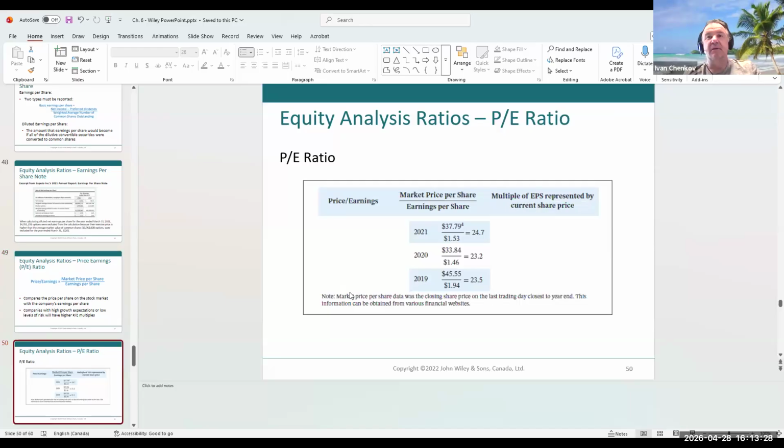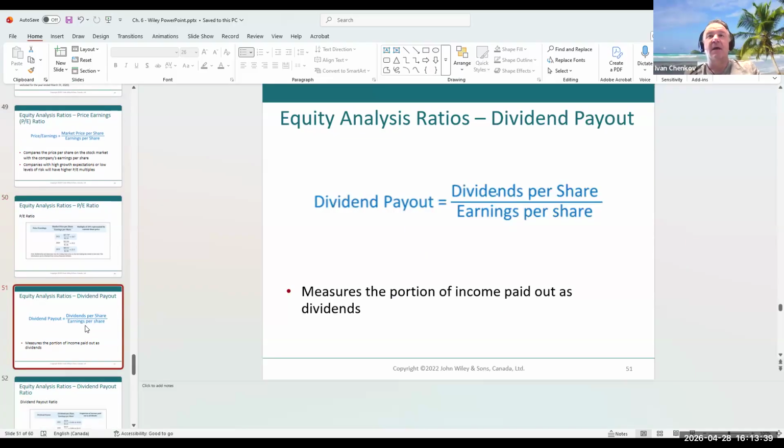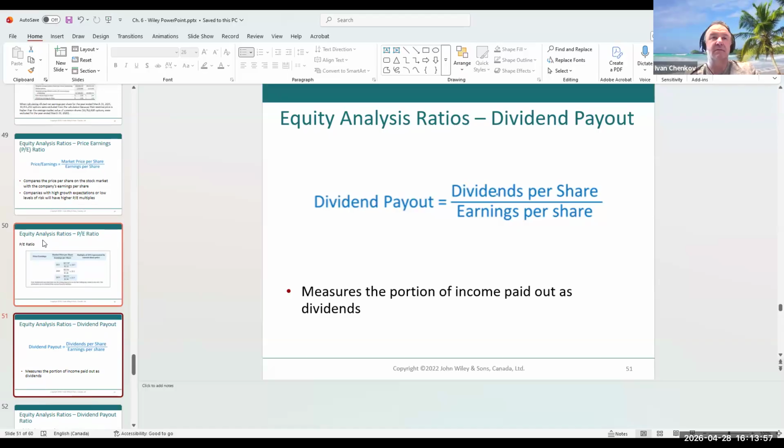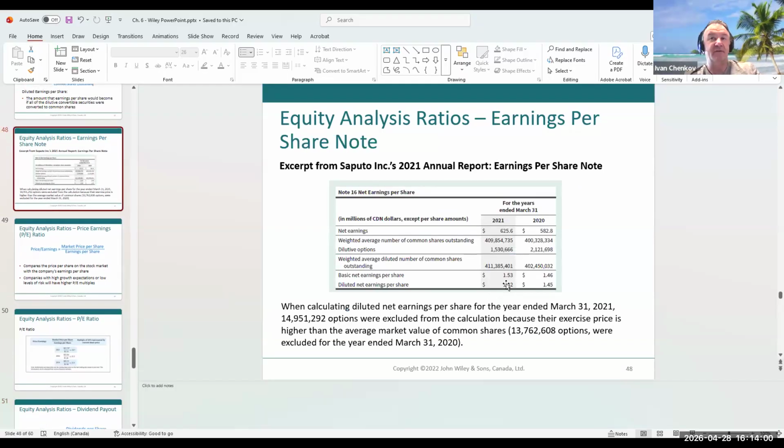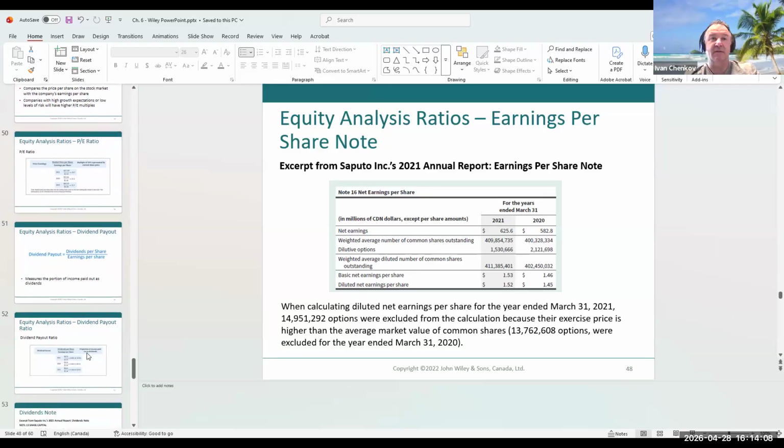So for this company, the price earnings ratio was 23.5 and it climbed to 24.7, which is positive here for this company. Equity analysis ratio is the dividend payout. What's the amount of the dividend per share divided by the earnings per share? So in other words, if the company earns, as we saw, 1.53 for every common share, how much of those 1.53 are given back to the shareholders? Obviously, it's not going to be 100%.